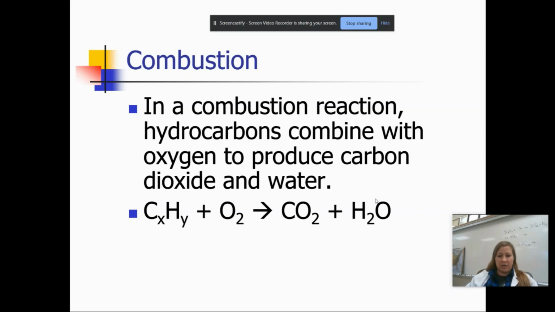So that reaction, we always assume that it's going to happen, but we have to keep in mind sometimes you have to add energy to get it to happen. The same is true for synthesis and decomposition reactions. We can get them to happen, but sometimes you have to have energy added to it to get the reaction started.